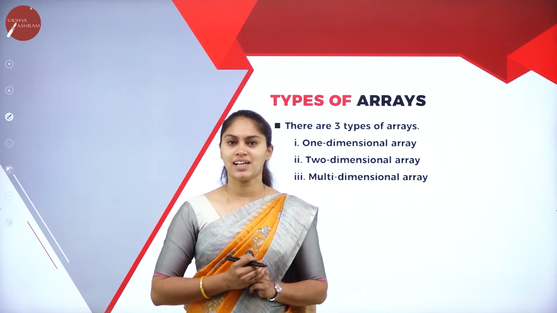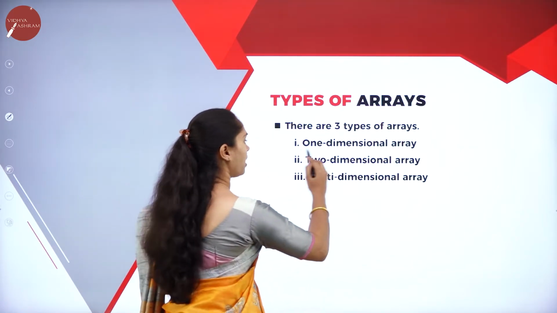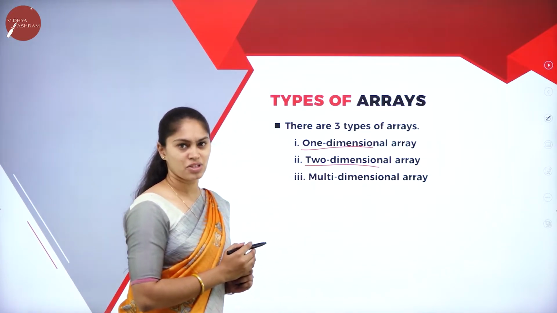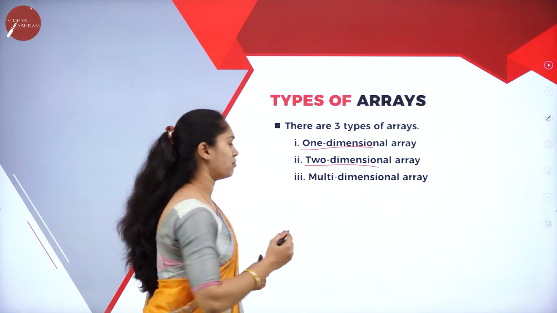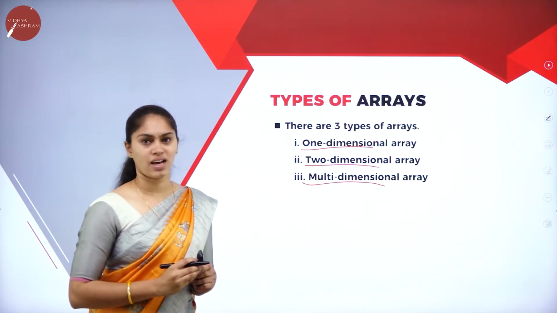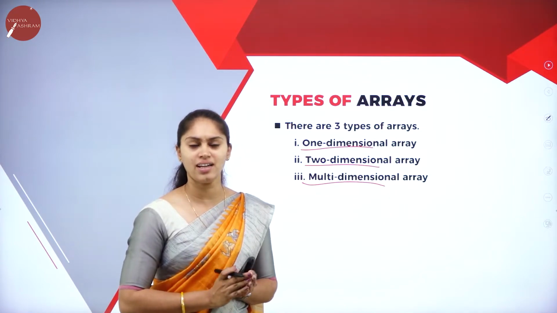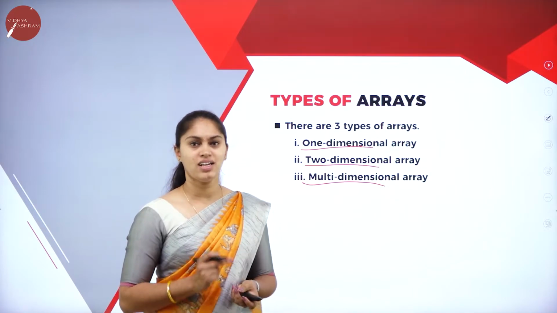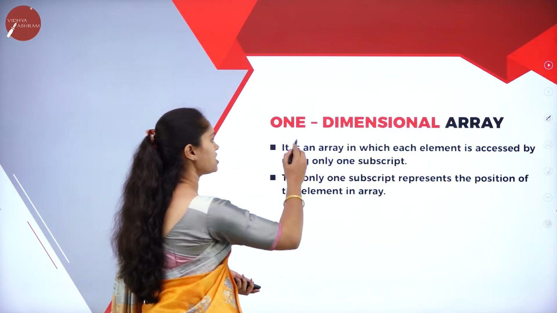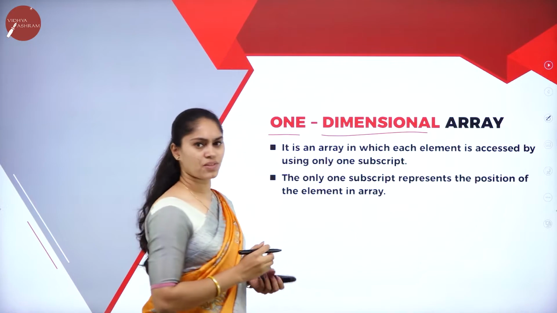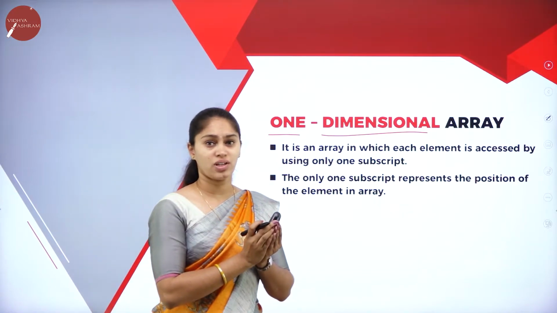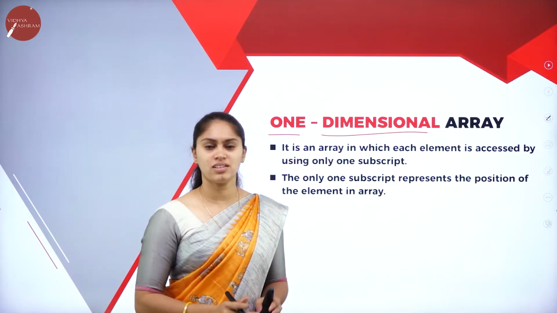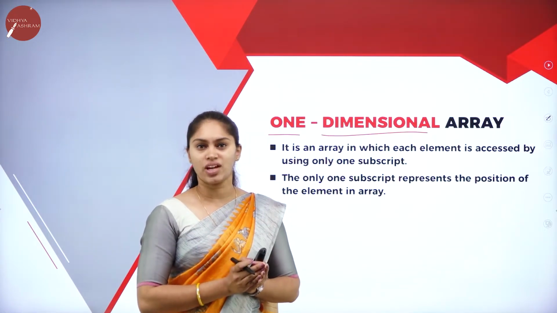Then what are the types of arrays we have? We have 3 kinds of arrays. One is one-dimensional array and two-dimensional array. And if it is more than 2 dimensions, it will be termed as a multi-dimensional array. So we have 3 kinds of array: 1-dimensional, 2-dimensional and multi-dimensional. We'll see one by one right now. First is the 1-dimensional array. This is just a brief introduction about each type of array. In the coming sessions, we are going to learn a deep discussion regarding each type of array.